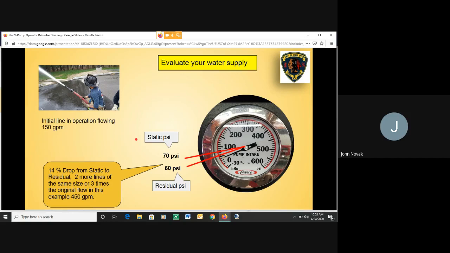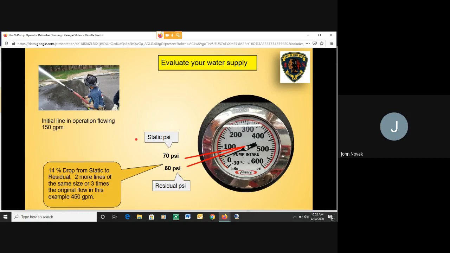The big takeaway here is, as a pump operator, if you can get your static pressure when you first get a water supply from a hydrant, whatever the first line is, take a look at the drop. Once you get water flowing, try to get an idea of what the drop was on your compound gauge from static to residual pressure. Now, if you're putting out a small line, like we're putting out here, and you have a big, drastic drop in your compound gauge, there's an issue with your water flow. You're either on a bad hydrant, there's a blockage somewhere in the line, there's a valve partially shut, something's going on.